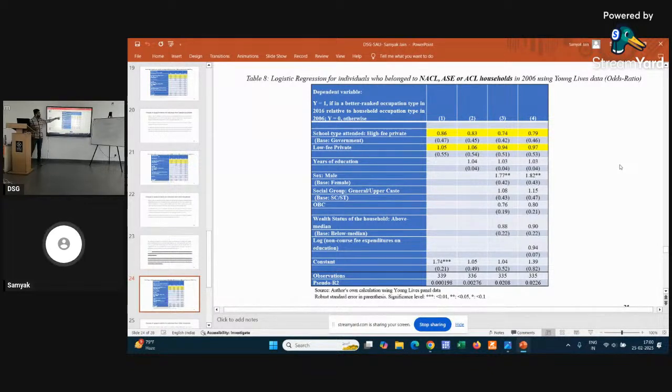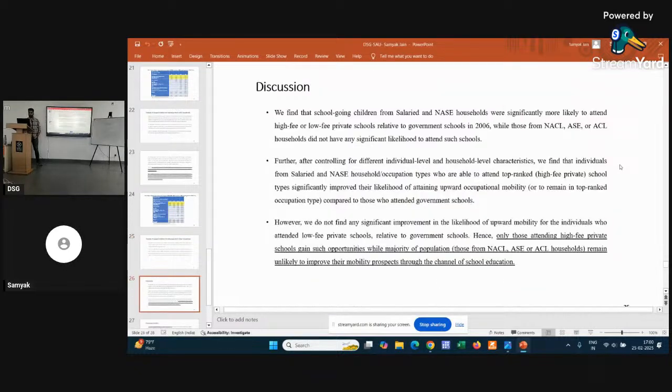These were also the children who attended government schools in massive quantity, but they were not able to experience mobility opportunities.